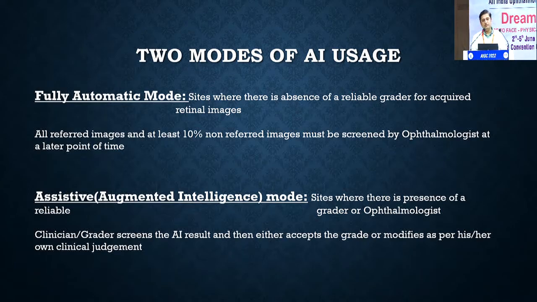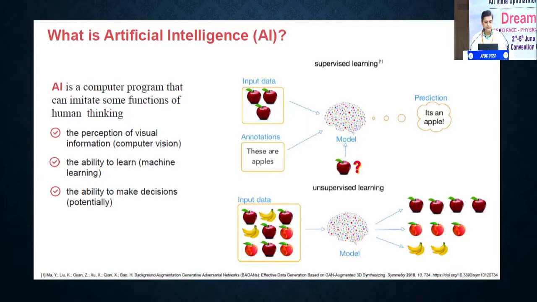Now basically what we incorporated here is two modes. First is a fully automatic mode, where there are sites with an absence of a reliable grader, and for all acquired retinal images, all the referred images are screened by an ophthalmologist, and at least 10 non-referred images are to be screened by an ophthalmologist later. Another one is an assisted or augmented intelligence mode where there is an ophthalmologist per se, and the images are screened by an ophthalmologist and graded for the diabetic retinopathy status.